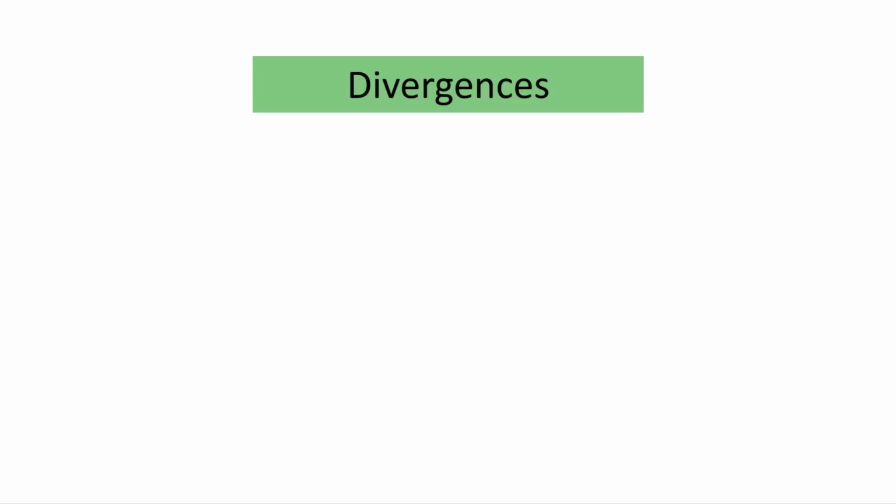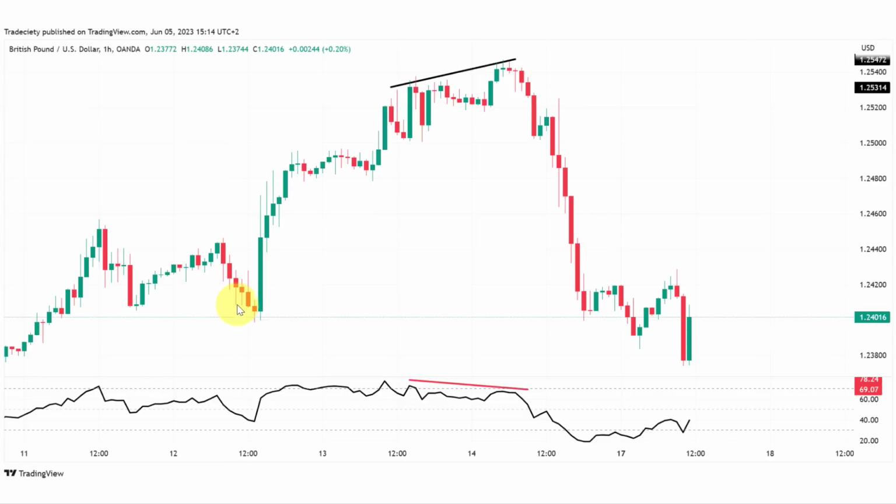I love to use divergences on momentum indicators. For that you can use a MACD, a stochastic, and I like to use the RSI. In the RSI I use the default 14 period setting, and what you do is you look for divergences between the price action and the indicator.